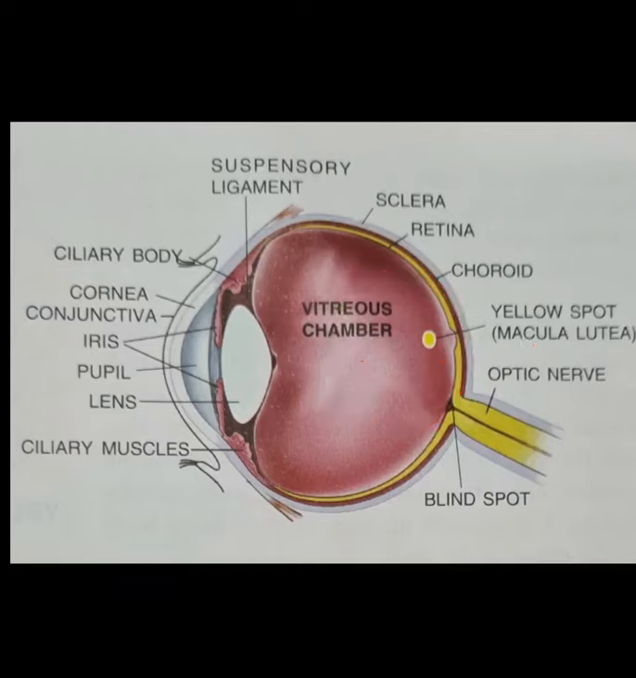Now, the next structure is the blind spot. The location of the blind spot is lateral to the yellow spot on the nasal side. So here this blind spot is present. Here no sensory cells are present. As no sensory cells are present, this is the spot of no vision. No image is formed at this part of the eye as no sensory cells are present here.